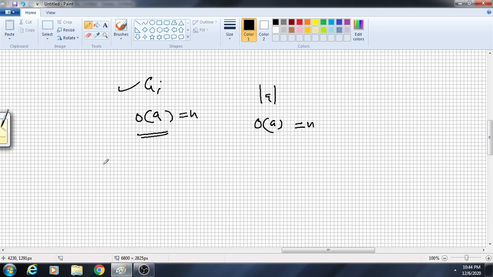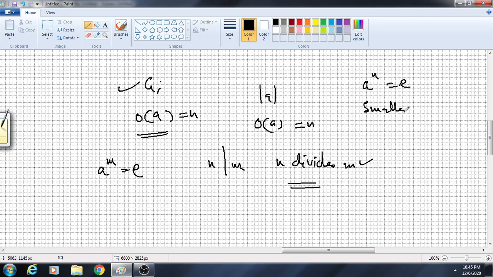Okay, and suppose I have got that a raised to m is equal to e. We claim that this n will divide m. That's our claim here, a very important result. What do we mean by order? Order is the smallest positive integer with the property that a raised to n is equal to e. So it is the smallest positive integer with that property.